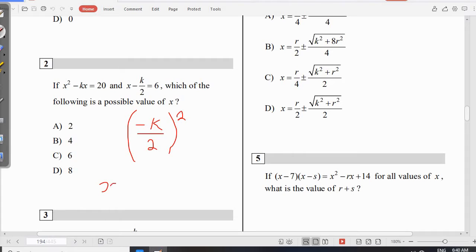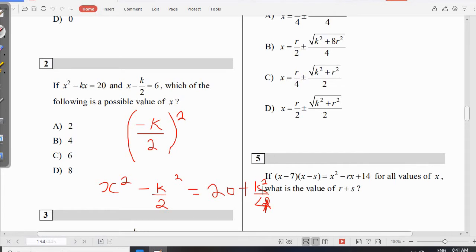You'll be having x minus k over 2 all square is equal to 20 plus k over 2 all square. Because of this minus, when you square it, you'll be having a plus, because minus k square is plus k square. So you're having plus k over 2 all square. That's k square over 4. That's what you'll be having here.